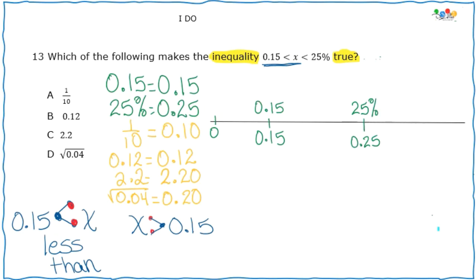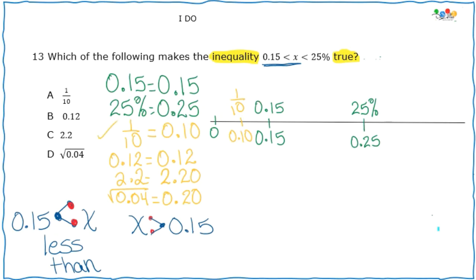So the next thing is I'm going to place the rest of the numbers. And the rest of the numbers are 0.10, which will be to the right or to the left of 0.15. I hope you say to the left, right? Because it's like 10 cents. This is 0.10. And the equivalent for that is 1/10. So I'm done with that one.